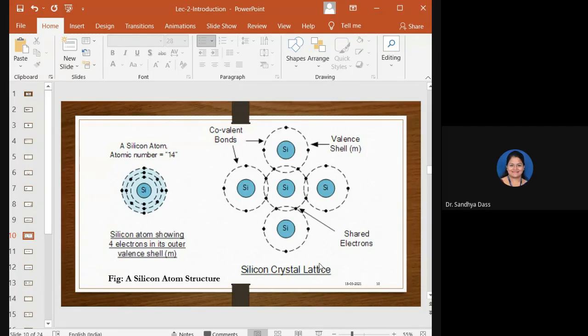So on their own, we say the silicon or germanium are the intrinsic semiconductors, right? What do we mean by that? That means they are chemically pure, containing nothing but semiconductive material, right?